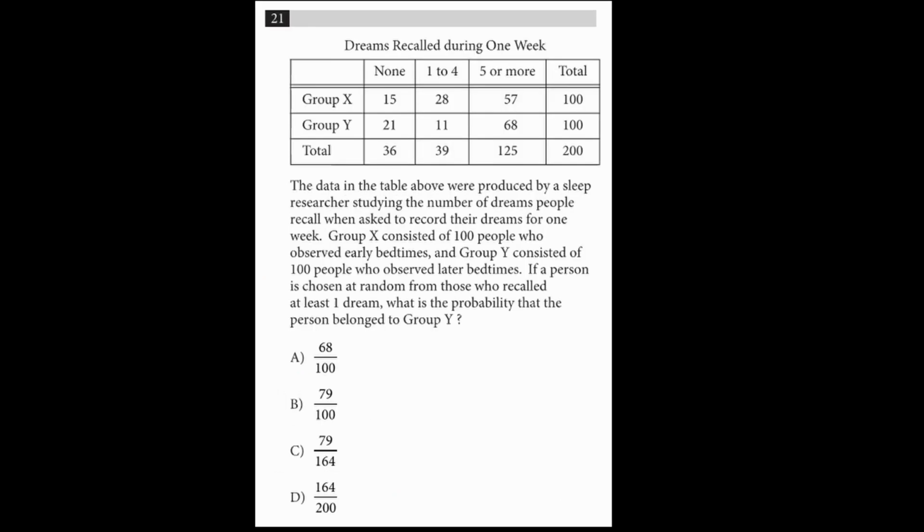So 21, the data in the table above were produced by a sleep research study. Researchers studying the number of dreams people recall when asked to record their dreams for 1 week. Group X consisted of 100 people who observed early bedtimes, and Group Y consisted of 100 people who observed later bedtimes. If a person is chosen at random from those who recall at least one dream, what is the probability that the person belonged to Group Y?